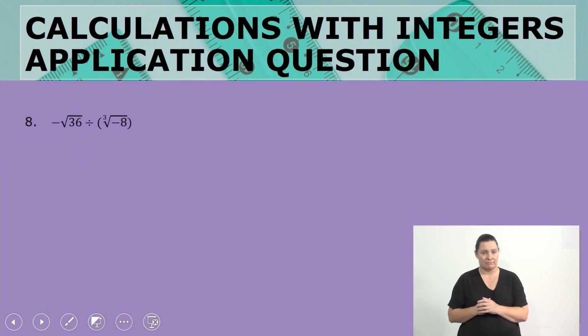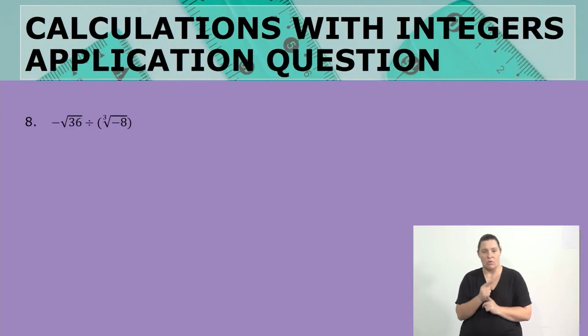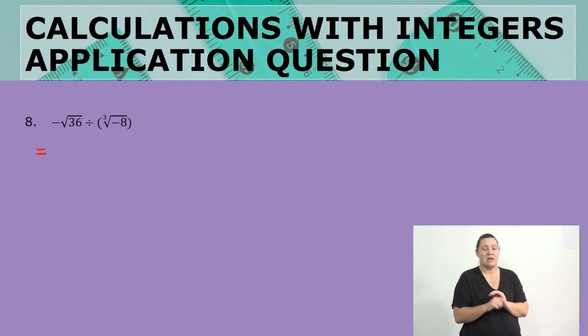Okay, do you have that? I hope you do. Let's look at the last one. So the last one there is the negative square root of 36. A negative square root will give us a negative answer. We are dividing that by the cube root of negative 8. Again, remember, the cube root of a negative number will give us a negative answer. So the negative square root of 36 is going to be negative 6.